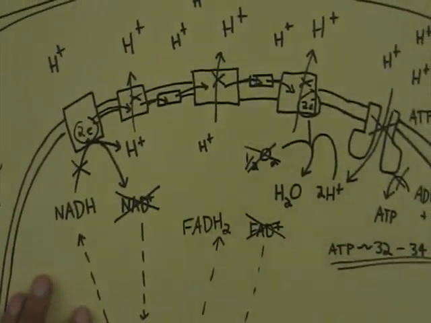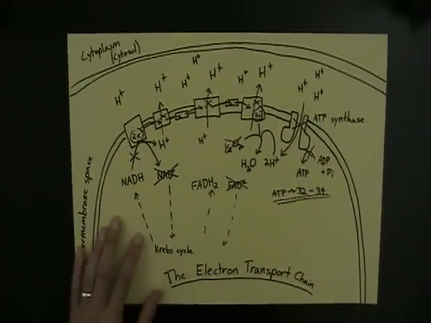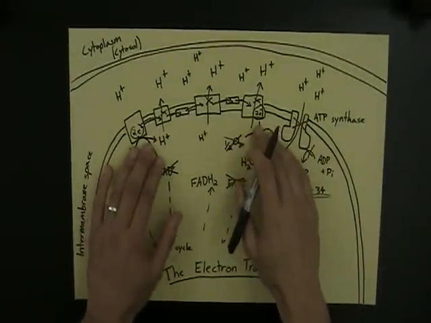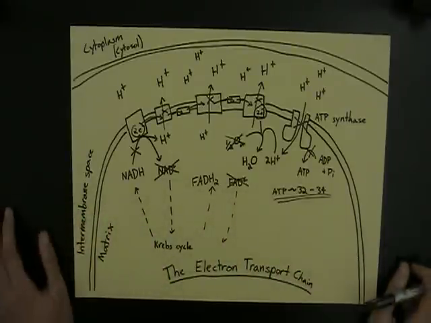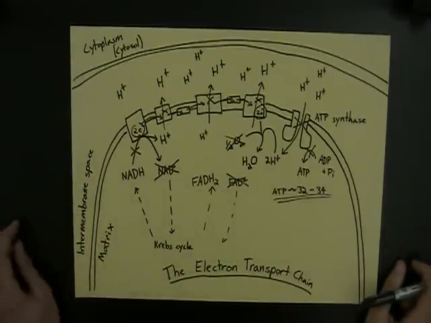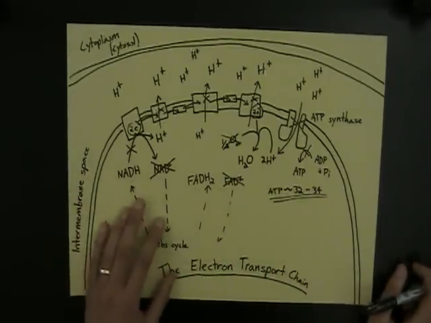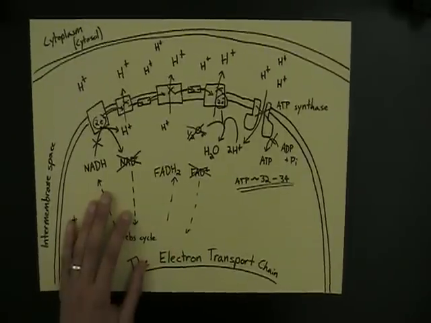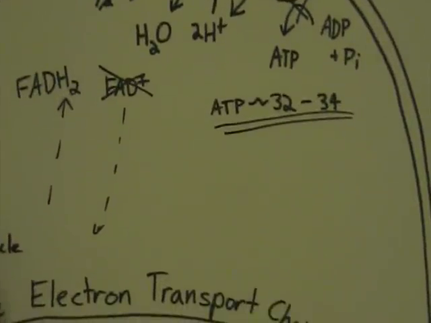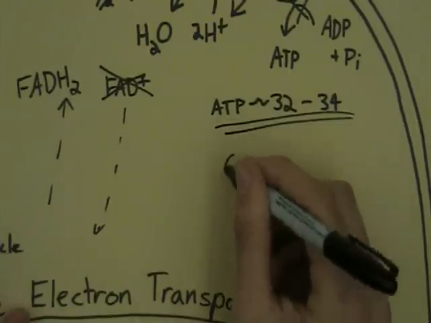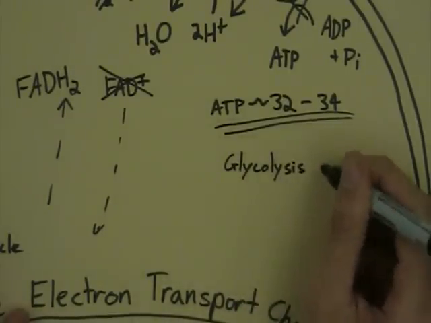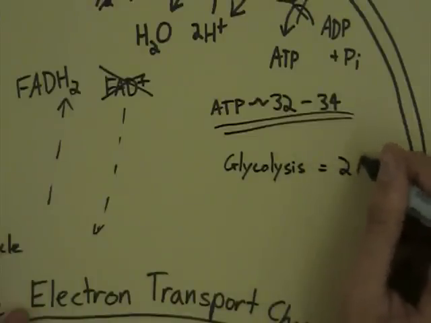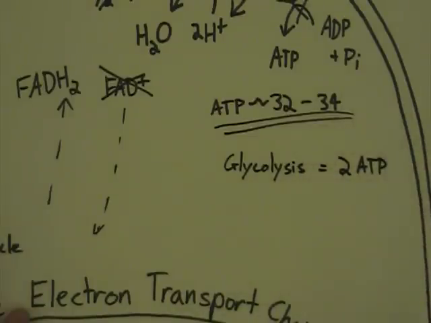As a result then of a lack of oxygen, the electron transport chain will stop, the Krebs cycle will stop, and the only place that you can generate ATP is in glycolysis with the help of fermentation. So, let's look at our totals then. From glycolysis, we get 2 molecules of ATP. And if there is no oxygen present, that is all you get.